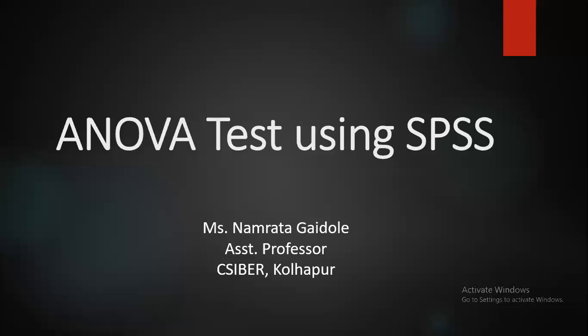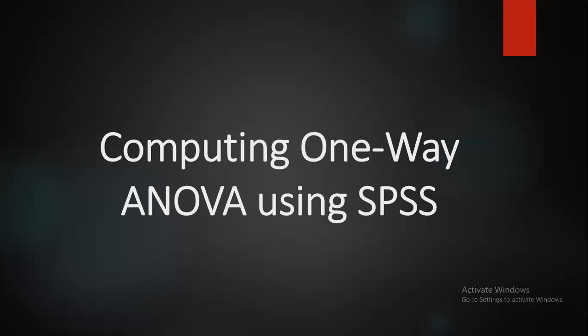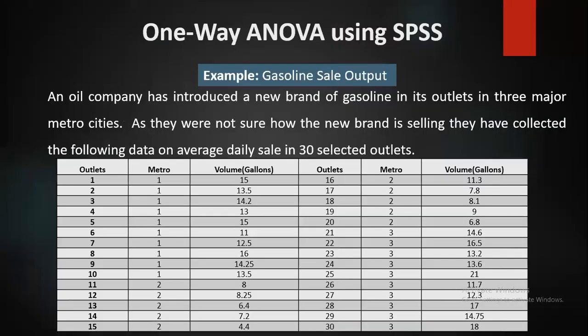Okay, so today we will be seeing the ANOVA test computed in SPSS. Now, in the lecture we have discussed that ANOVA is of two types, one-way ANOVA and two-way ANOVA. Today we will be computing one-way ANOVA using SPSS. Now let us take an example for that.